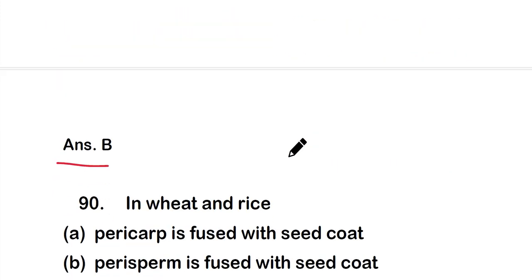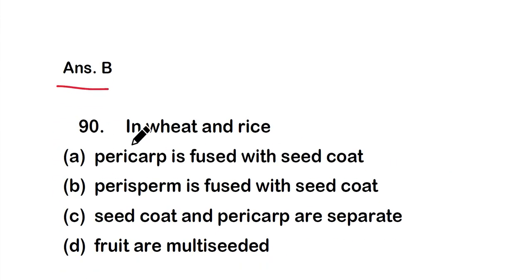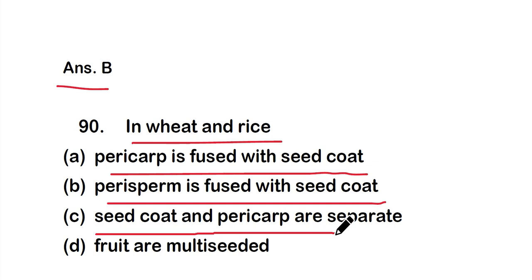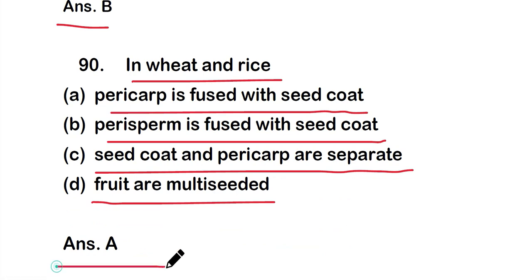Okay. And question number 90: in wheat and rice, option A, pericarp is fused with seed coat; option B, perisperm is fused with seed coat; option C, seed coat and pericarp are separated; or option D, fruit are multiseeded. And the right one is option A, pericarp is fused with seed coat. So in wheat and rice, pericarp is fused with seed coat.